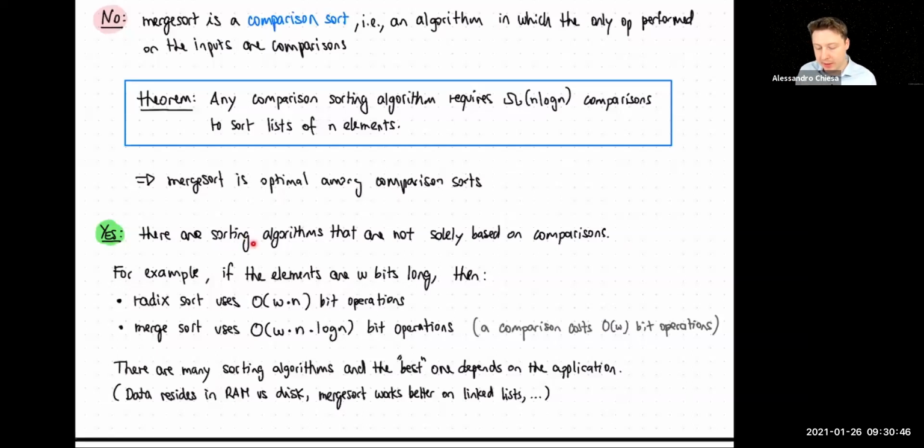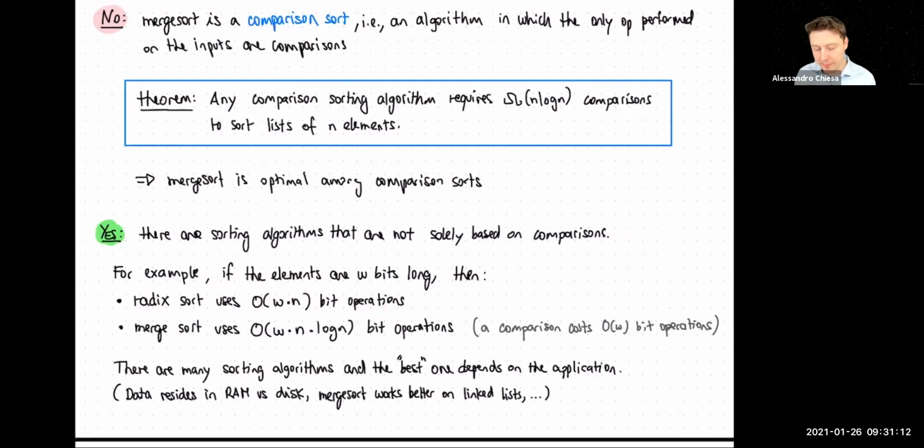Now, at the same time, that is just a class of algorithms. There are sorting algorithms that are not solely based on comparisons. For example, suppose that the elements are W bits long. Think about this as the word size, so W denotes the word size. Then an algorithm that we are not seeing in this course, but you may have seen in other courses, radix sort, uses W times n bit operations.